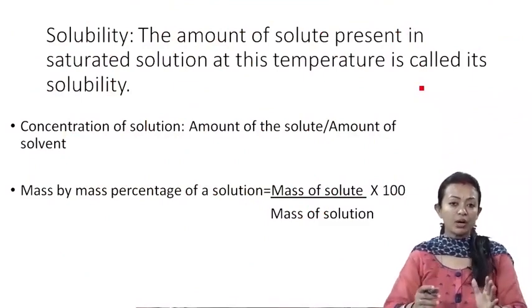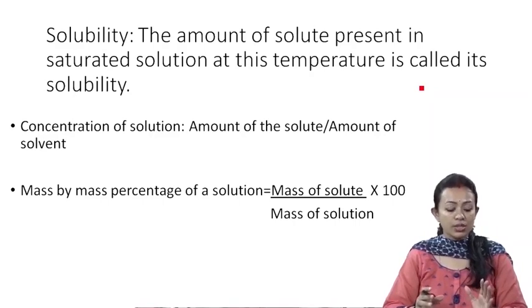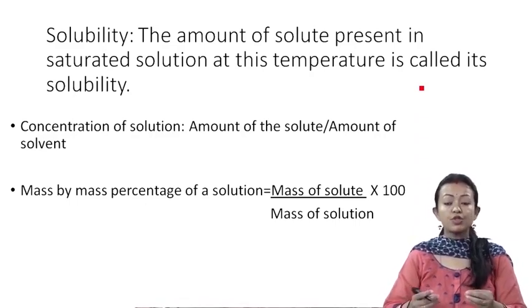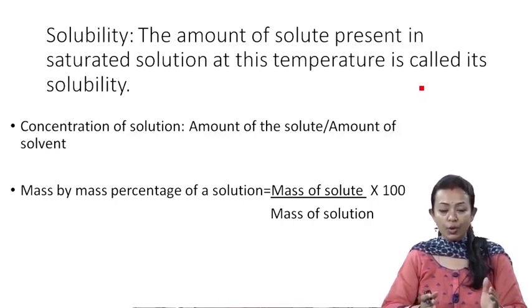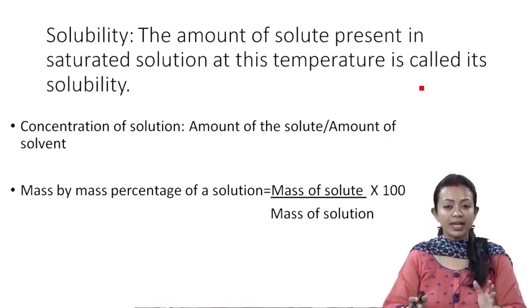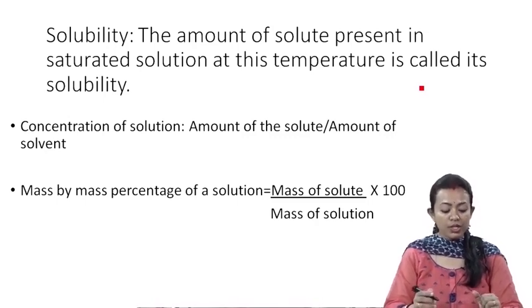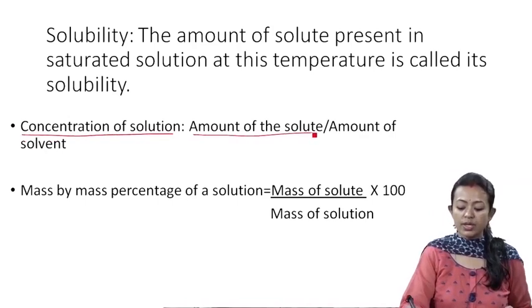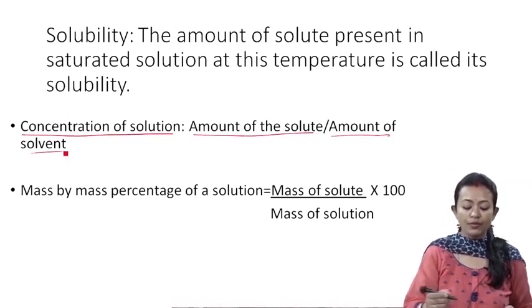So here we are concerned about the concentration. Now what is concentration? Concentration means the total amount of the solute that is present in the solvent. For doing that, you need to have knowledge of the total amount of the solute and the total amount of the solvent. From there, we can find out what is the concentration of the solution. So if you need to find out the concentration of the solution, then you need to know the amount of the solute as well as the amount of the solvent.